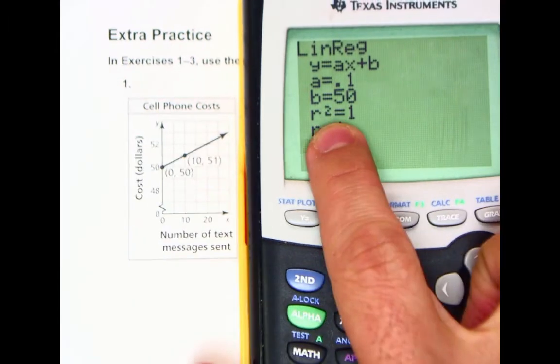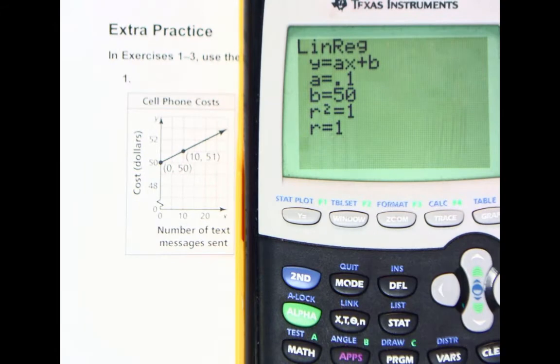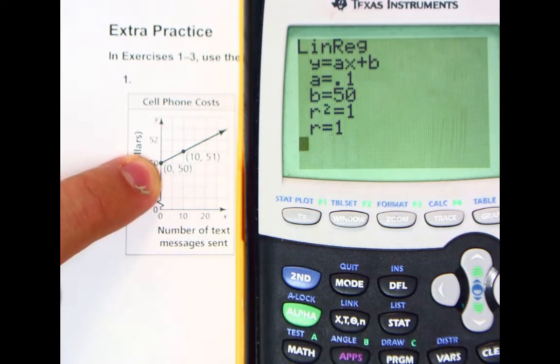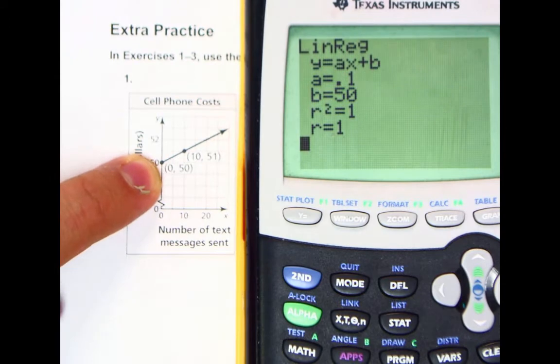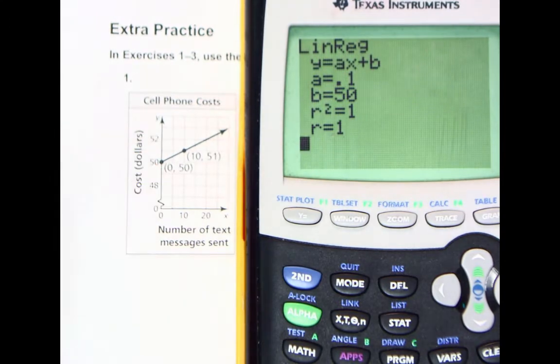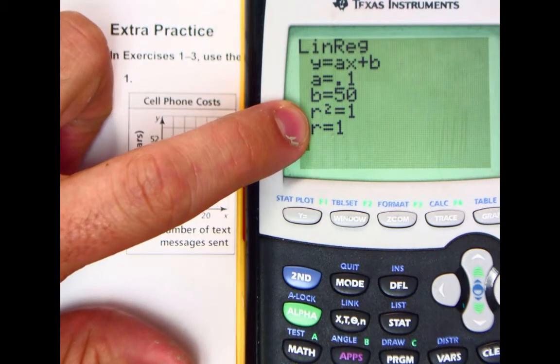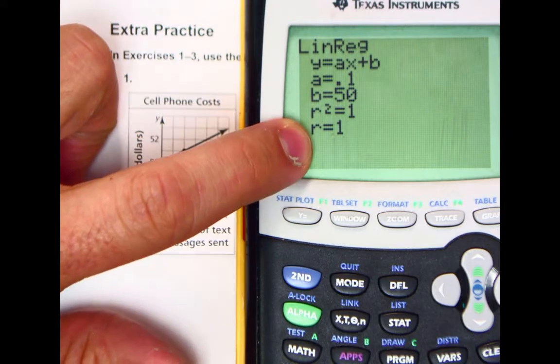Now you've got a couple other pieces of information here, r squared and r. R squared is how closely the data is related to a quadratic, and r is how closely it's related to a line. Now, since we can clearly see the graph is a line, we're going to use the r value, which is 1, meaning it's linear. But let's say you didn't know whether it was a line or not. You were just given a bunch of points. You could plot them all out and see, or you can look at these numbers to tell you whether it is a quadratic or linear.